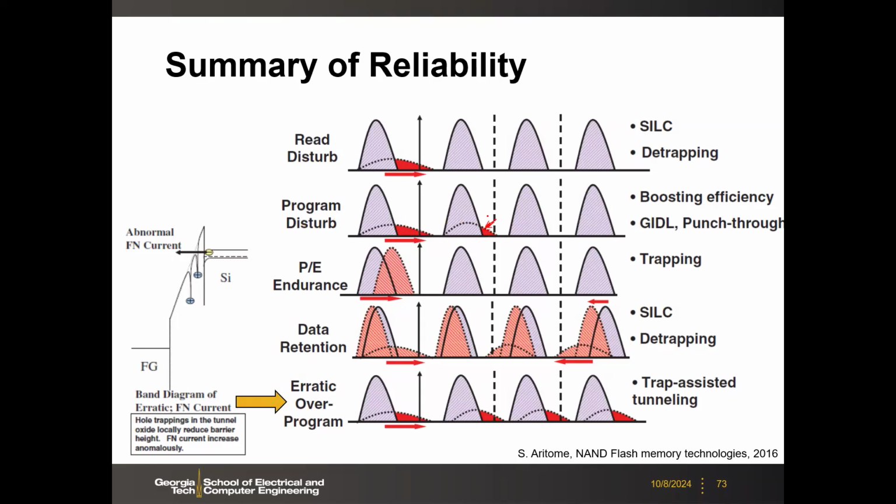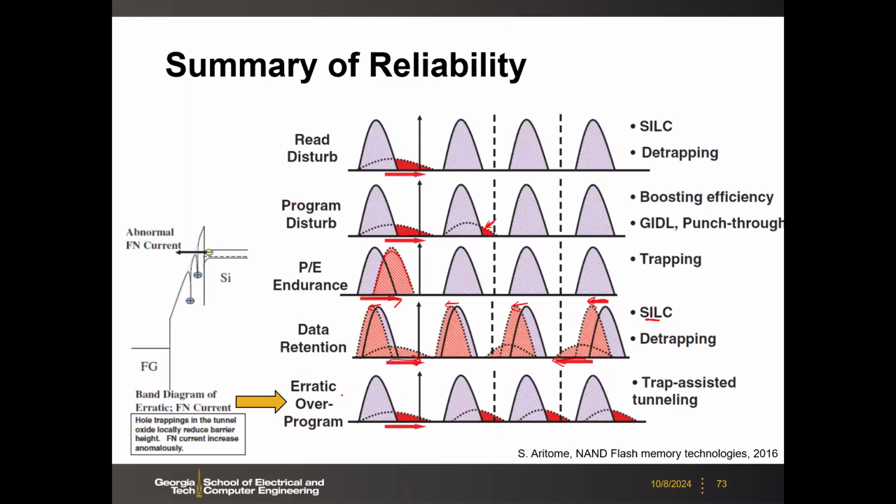And then PE endurance cycling, as we showed earlier, mostly because of the trapping, you cannot fully erase. So the erase state shifts to the right. And then data retention, because of the detrapping, you get the shift back to the left for all the states. And then due to the stress-induced leakage current, this SILC, you have the tail depending on the voltage polarity, due to the electron tunneling through those traps.